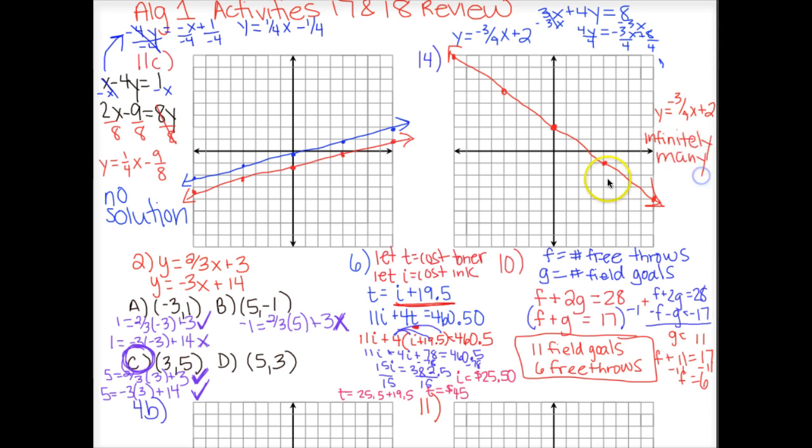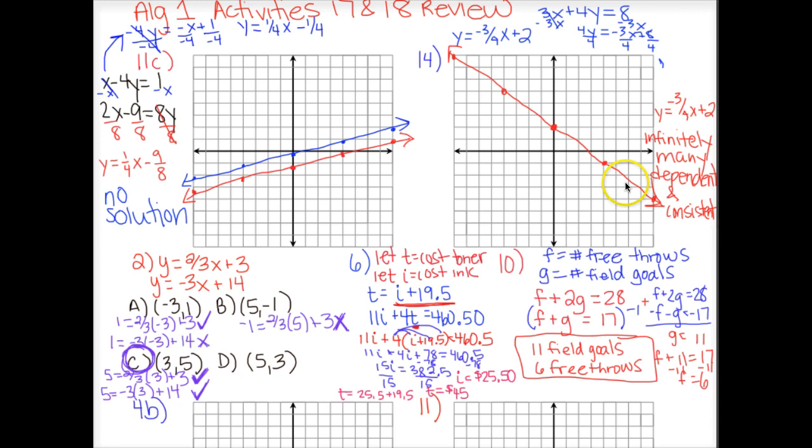It also asks you to classify the system on this one. When it's only one line, that means the system is dependent. As long as there is at least one solution, that means it's consistent. So dependent solutions are always consistent. So dependent and consistent.